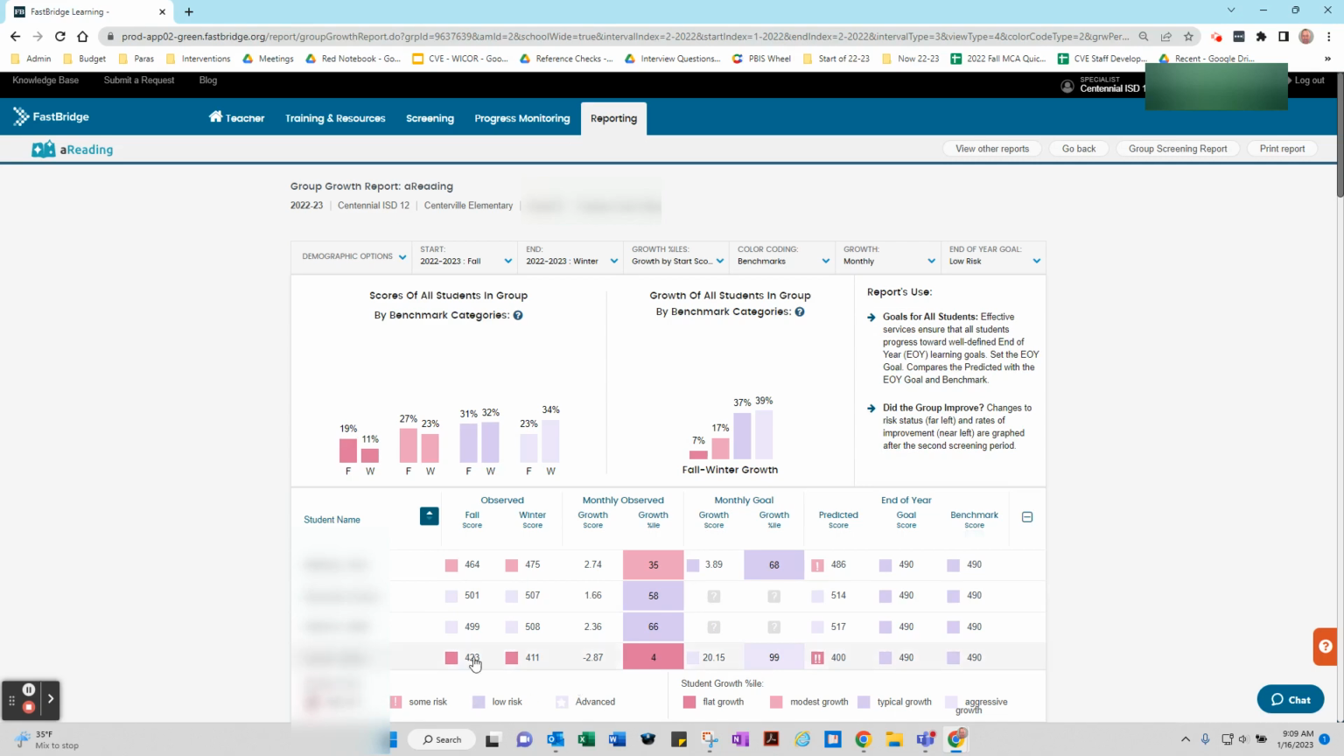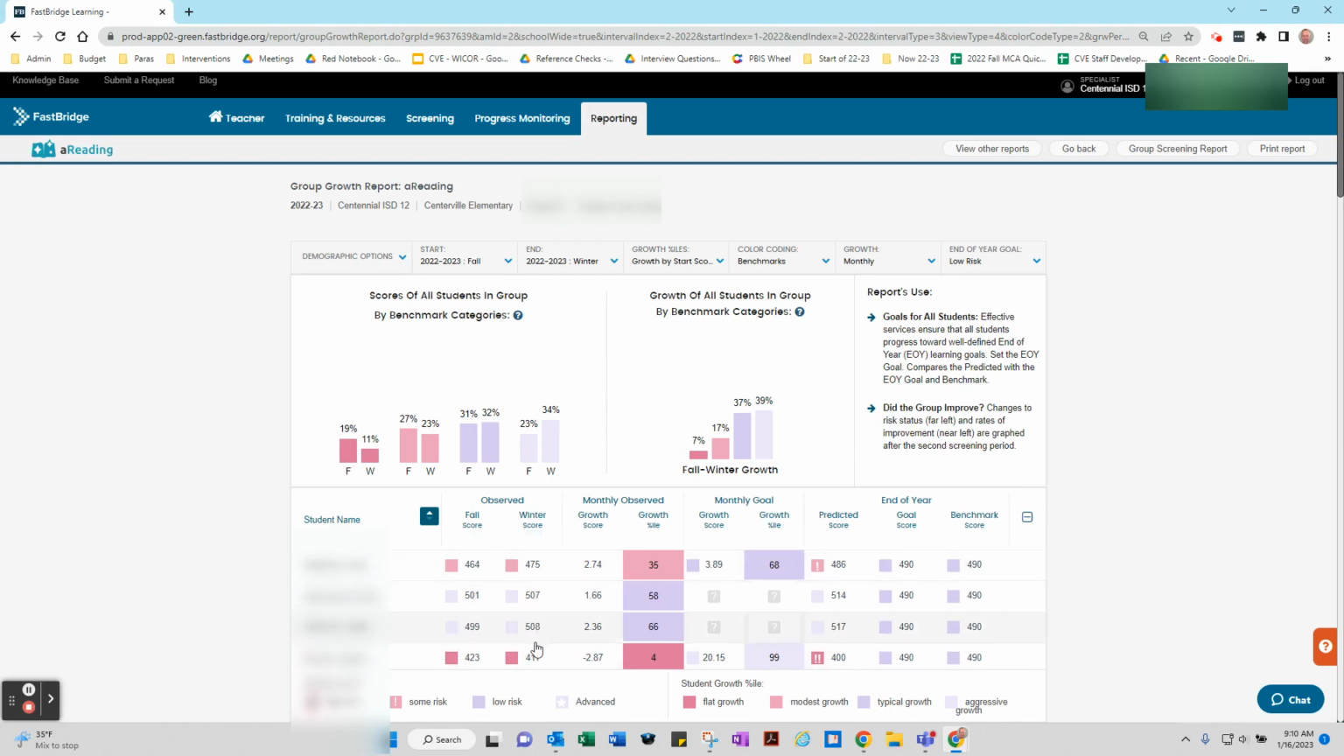All right, we're going to start out by first taking a look at the benchmark categories for where our students are at. If you look right here down below, they have student score. It says high risk, some risk, low risk, and advanced. This particular column shows where our students started with their FastBridge score. This student started at a 464, this student started at a 501, this student started at a 423.